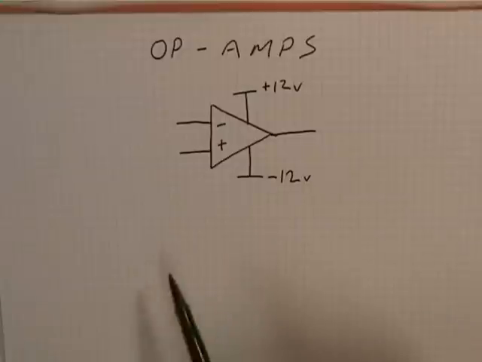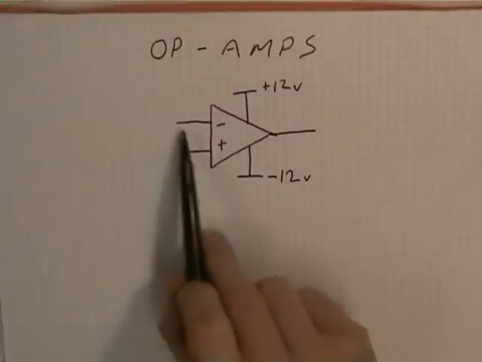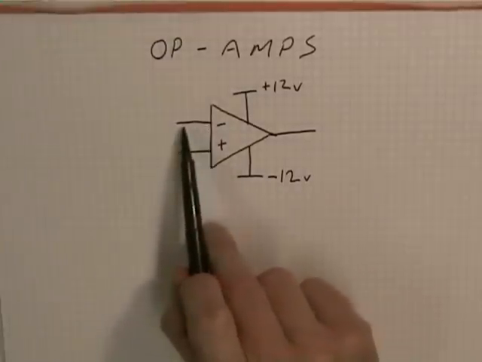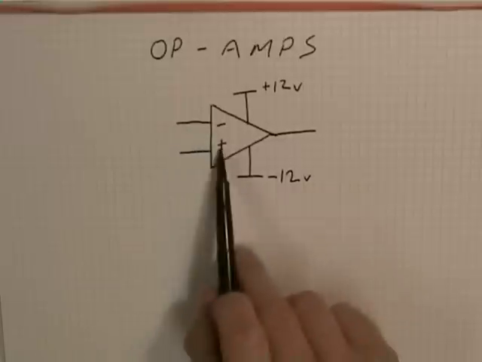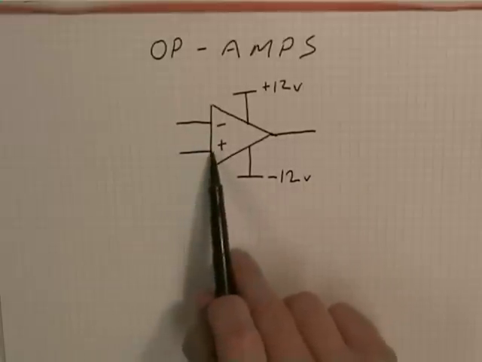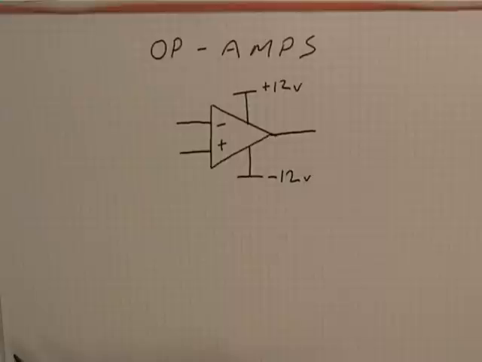The input resistance: no current flows in here because there's a high input resistance. The same with the non-inverting input. No current flows in there because of the high input resistance.